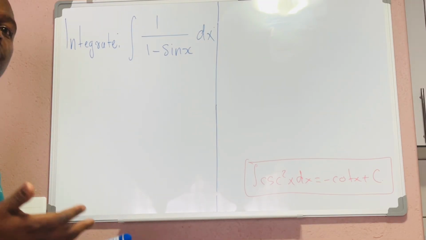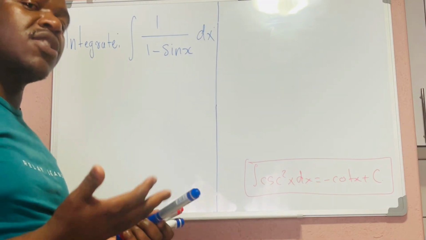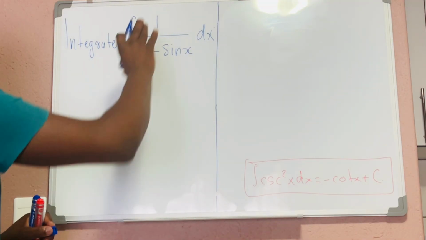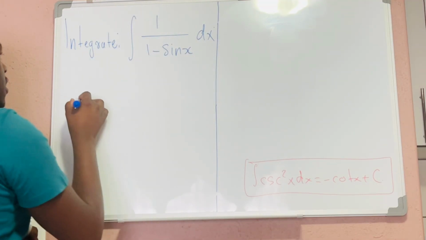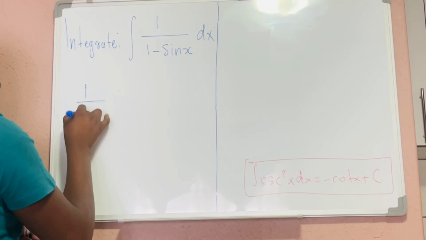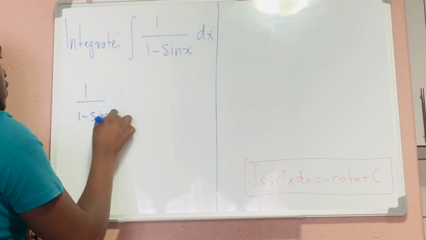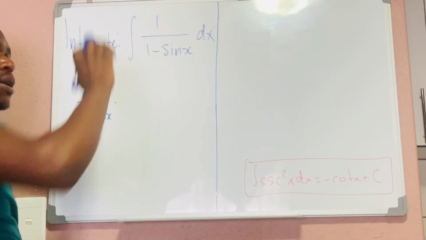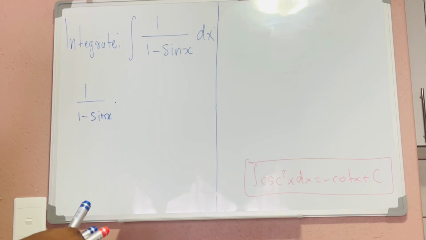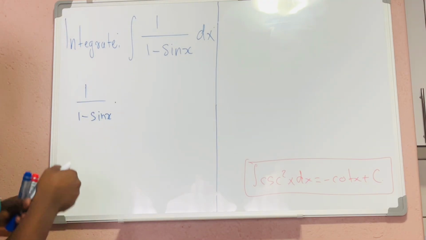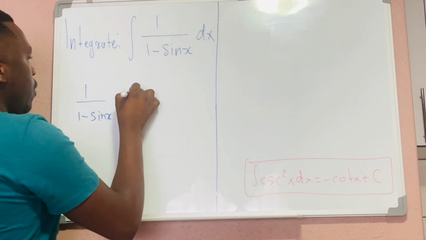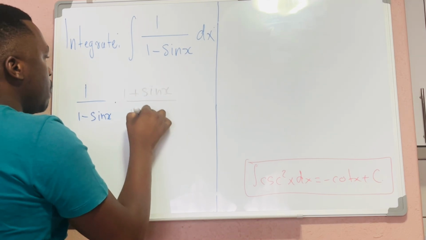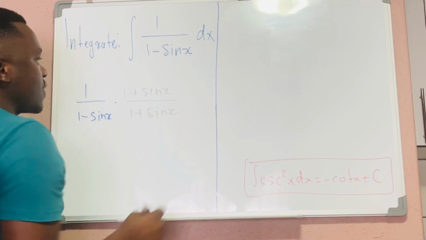So the idea is to just play around and try to manipulate this given integrand, all right? So I'm just going to extract the integrand there. I'm going to have my 1 over 1 minus sine of x, right? I want to manipulate this in such a way that I don't tamper with the originality of this function, all right? So what I'm going to do is multiply this by 1 plus sine x over 1 plus sine x, all right?